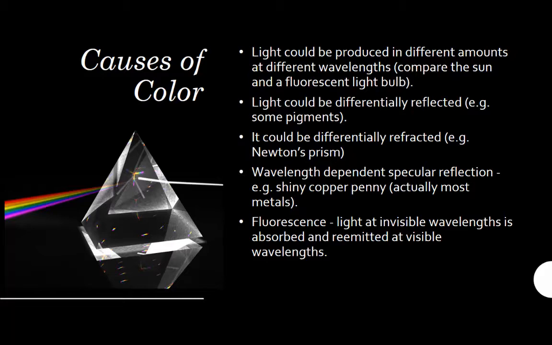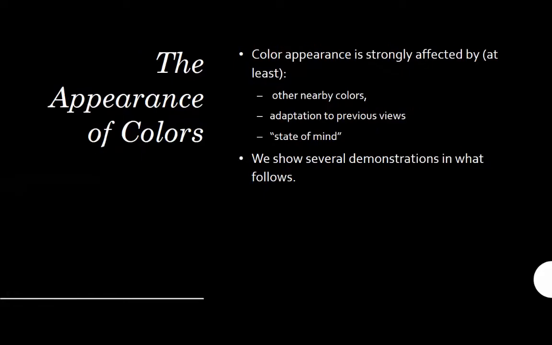Color appearance is strongly affected by other nearby colors, adaptation to previous views, as you saw in the examples with the additive and subtractive color where we saw those afterimages, as well as the state of mind. So you don't want to write off effects like hallucinations or psychedelic drugs, because they actually do change the physical perception of color.